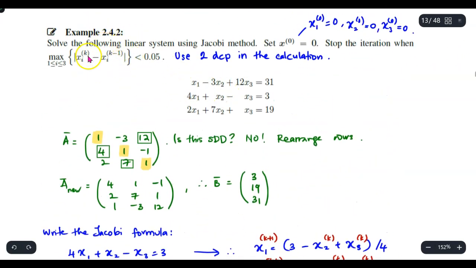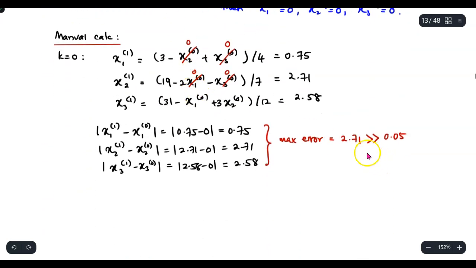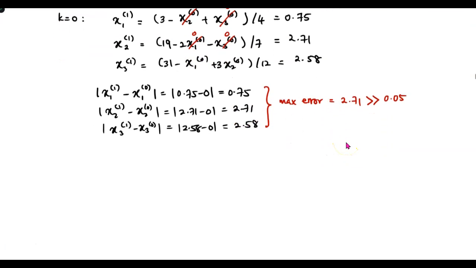Okay, so we need to stop the calculation when the maximum error is less than 0.05. Okay, but currently the maximum error is 2.71. Okay, so it means that we need to proceed with k equals 1. Okay, so you repeat the same process.